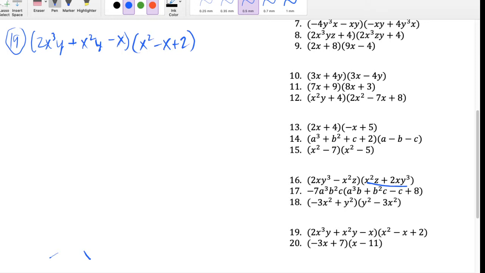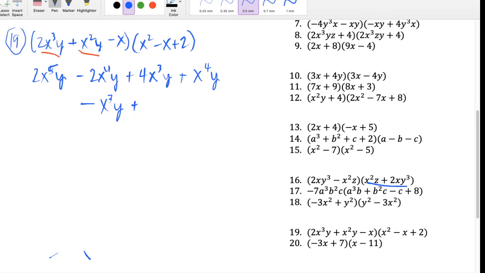Okay, so isa-isahin natin. Let's start with this one. I-multiply natin yung term na to sa lahat ng terms dito sa pangalawang trinomial. So that's 2x raised to 5y minus 2x raised to 4y plus 4x cubed y. Okay? Now, ito naman. So that's plus x raised to 4y minus x cubed y plus 2x squared y. Then lastly, we have this one. Negative guys ha, take note.